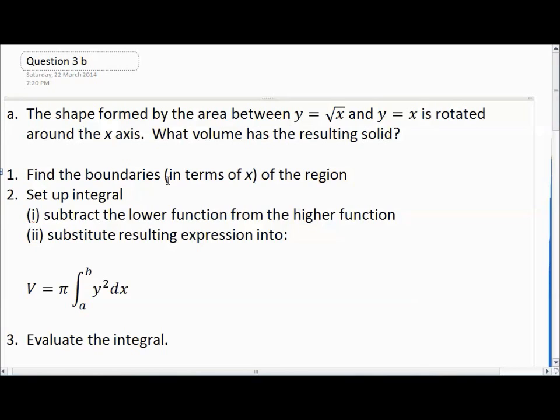Firstly, you find the boundaries in terms of x of the origin, set up the integral, subtract the lower function from the higher function, substitute the resulting expression into our template for the volume of a solid of revolution. And finally, we evaluate the integral.